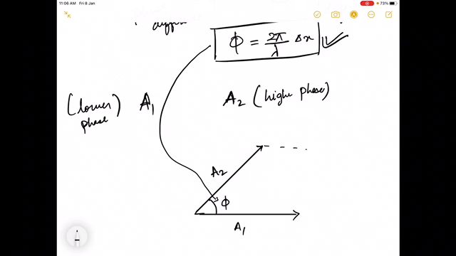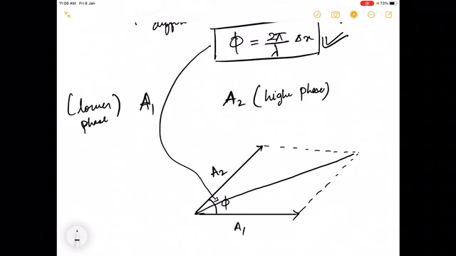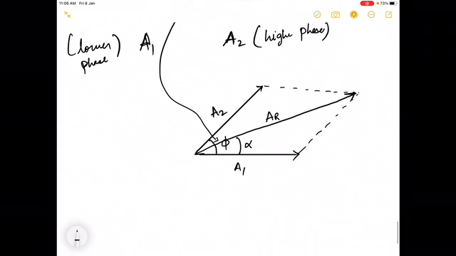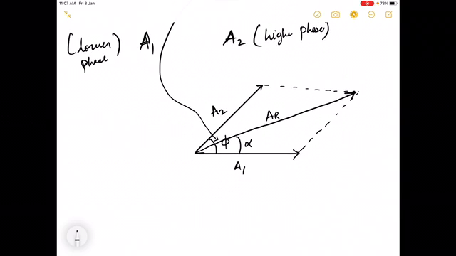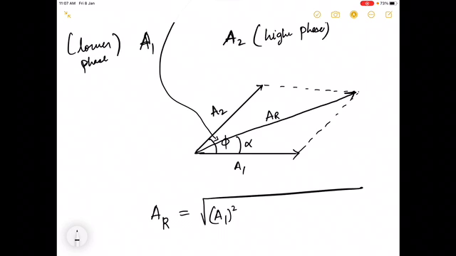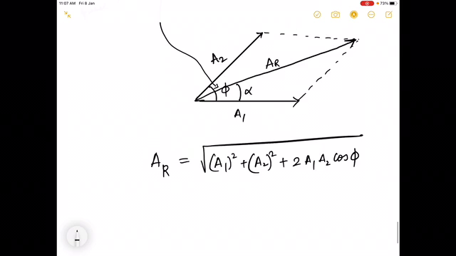Now we simply have to add these vectorially. We have to use the parallelogram law of vector addition. The resultant vector will be something like this. This will be your AR, the resultant vector, and obviously there will be some angle alpha with the A1 vector. I hope everybody remembers the formula of the resultant vector: AR is equal to the square root of A1 squared plus A2 squared plus 2 A1 A2 cos phi, where phi is the phase difference.